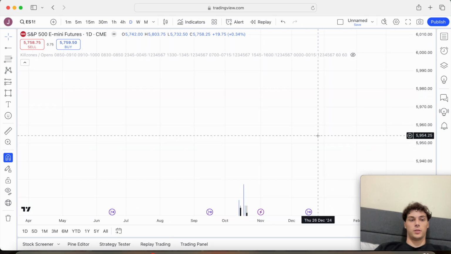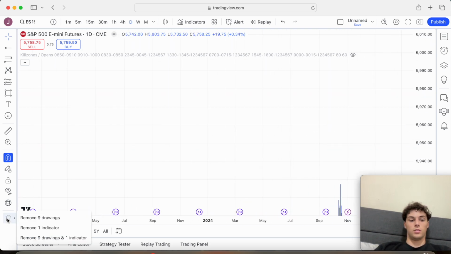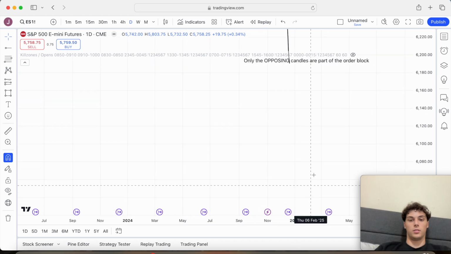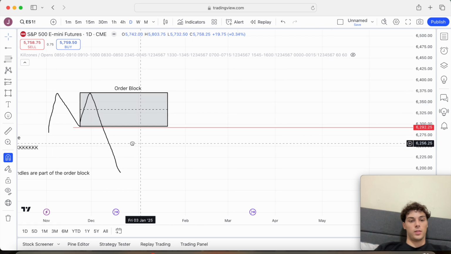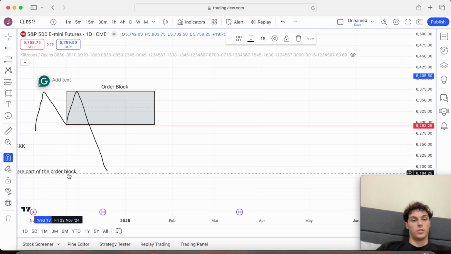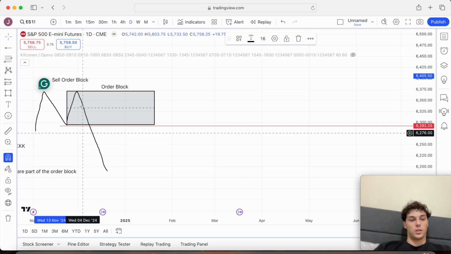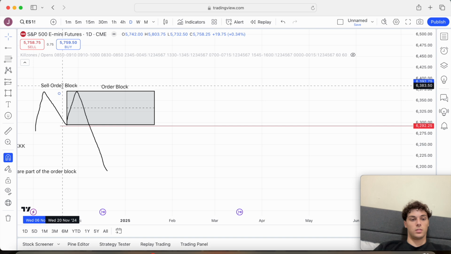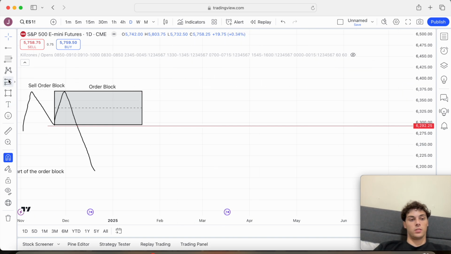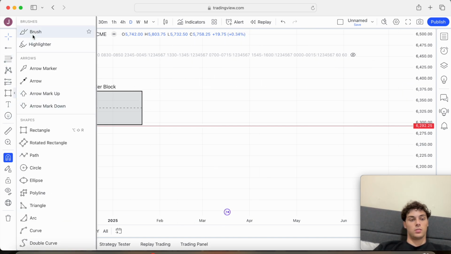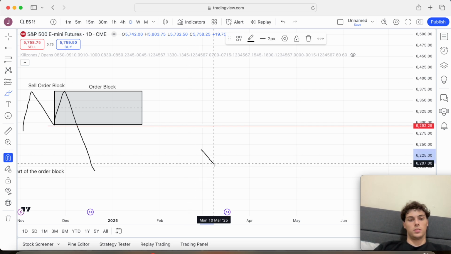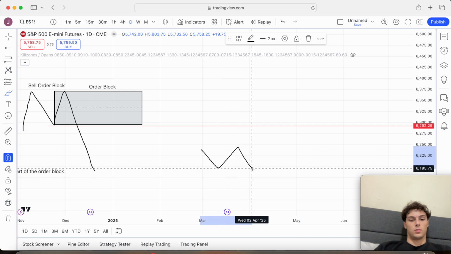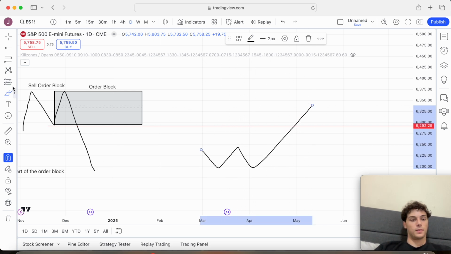Now if I can find my... Okay, I didn't delete them all. There it is. So then this is a sell order block. And then right here, it's going to be, bam. Okay.